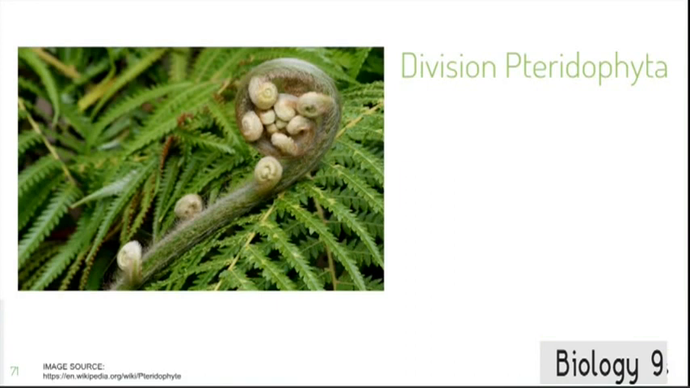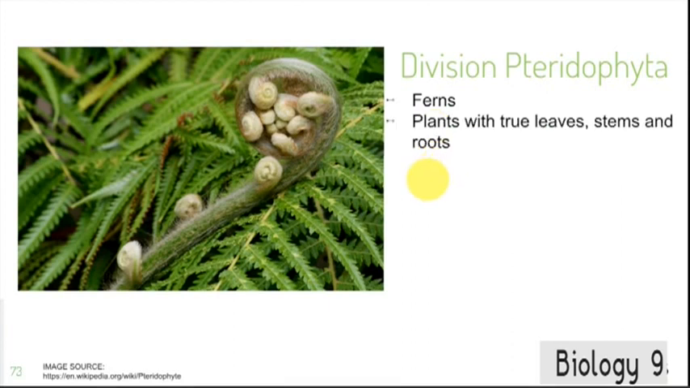Okay, the next division we're going to be talking about is Pteridophyta. And these are the plants which do have true leaves, stems and roots. The fern stems have these things called rhizomes, okay? These grow horizontally just below the surface of the soil, and their stems contain vascular tissue, so they can transport food and also transport water around.